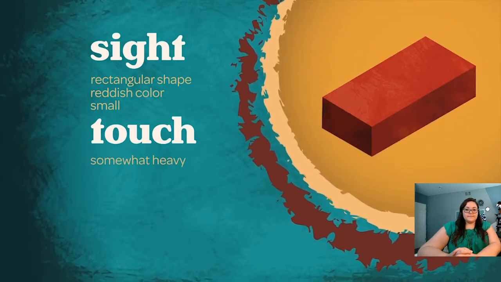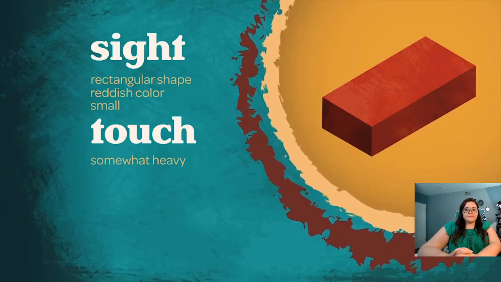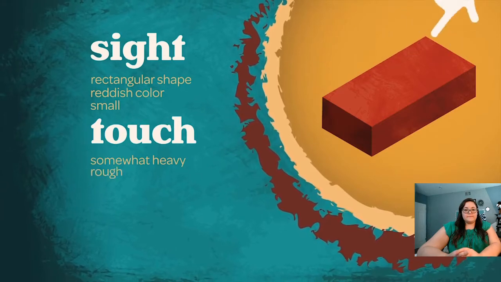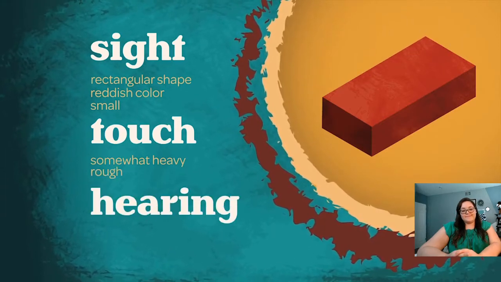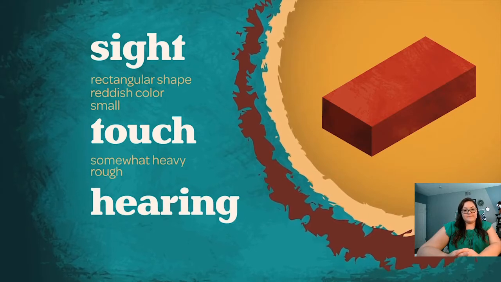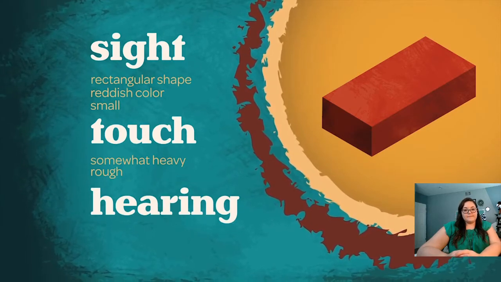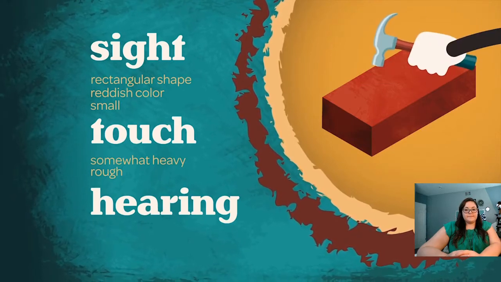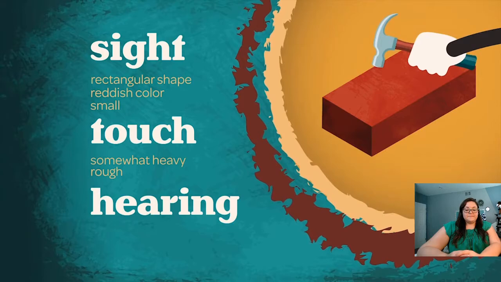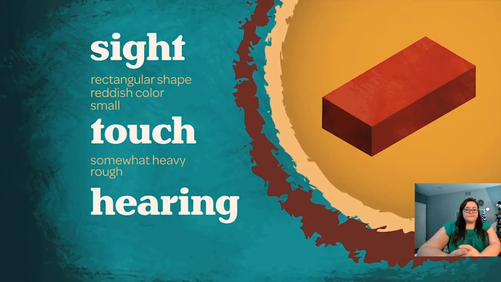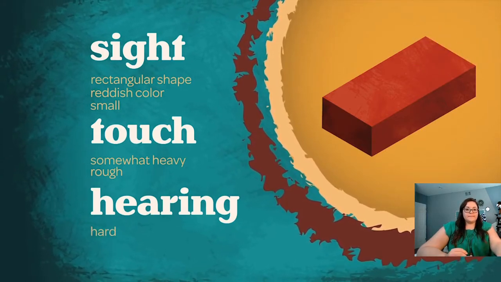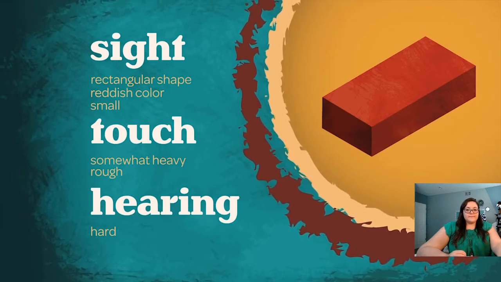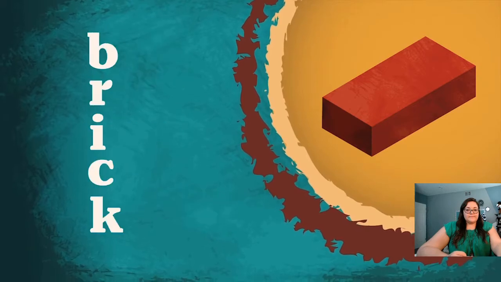Texture is how the surface of an object feels. The surface of this object feels rough. Your sense of hearing can also help you make an observation about the object's texture. Tapping the object on a table or hitting it with a hammer makes a sound. This tells you that the object is hard. All of these observations help you recognize that this object is a brick.